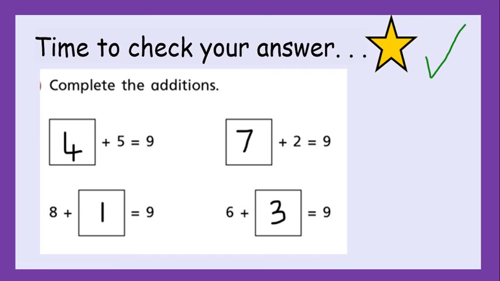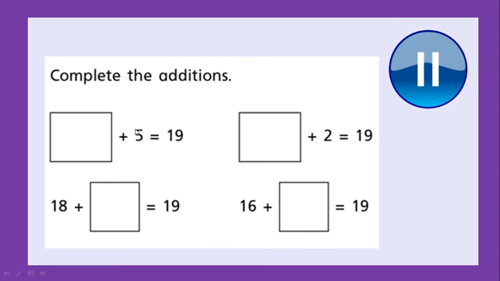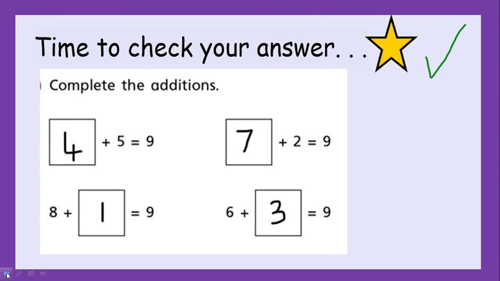I know that 9 is 1 less than 10, so I took my thumb away, and then I knew I had 5, so I could see that there was 4 left. And then with 8, I could see that there was 1 left. And then here I've got 2, 7 left makes 9, and then 6 add 3 also makes 9.